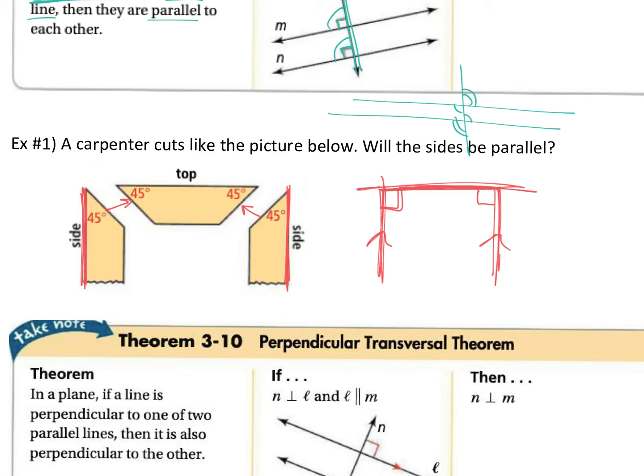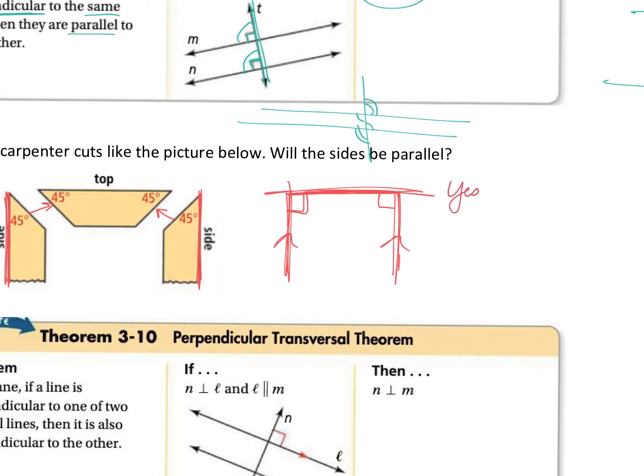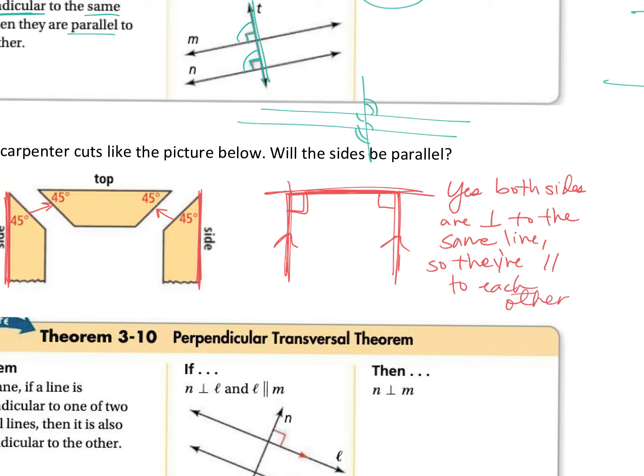How do you prove that? You could say both sides are perpendicular to the same line, so they're parallel to each other. You're just stating the theorem: if they're perpendicular to the same line, they're parallel to each other. But like you said, you could say the top angles are same side interior angles, and if same side interiors are supplementary, then the lines are parallel.